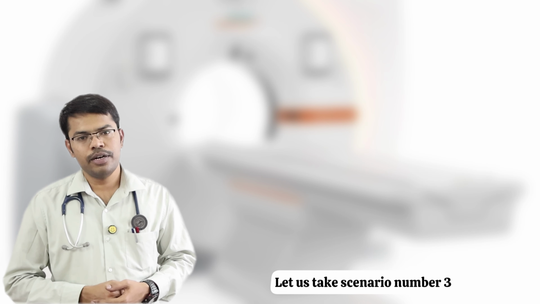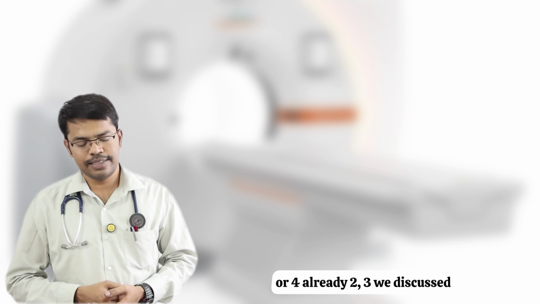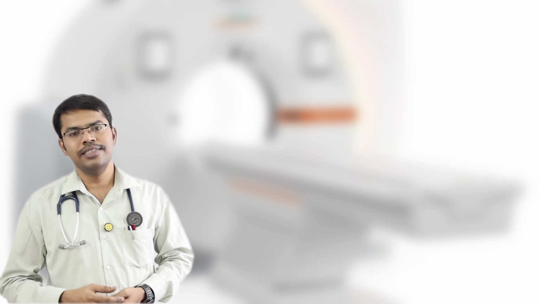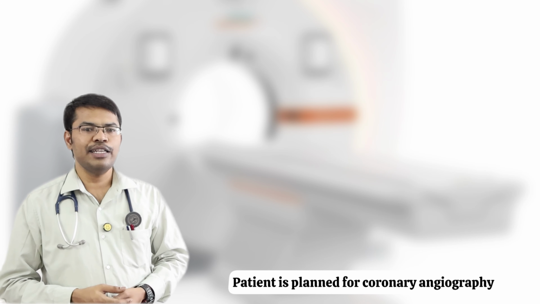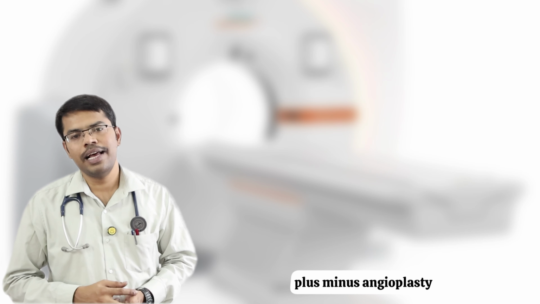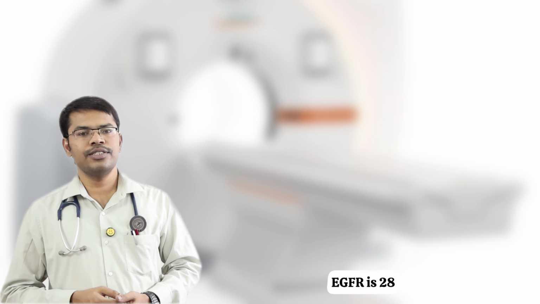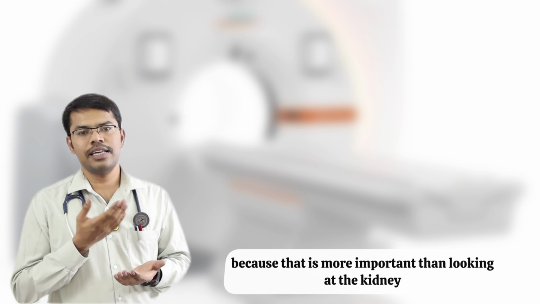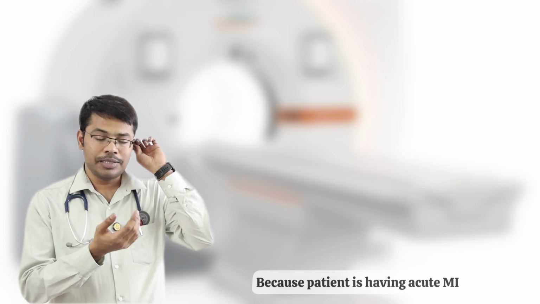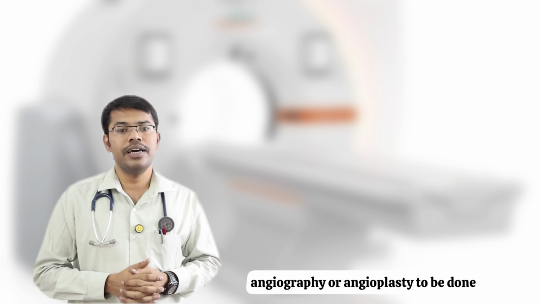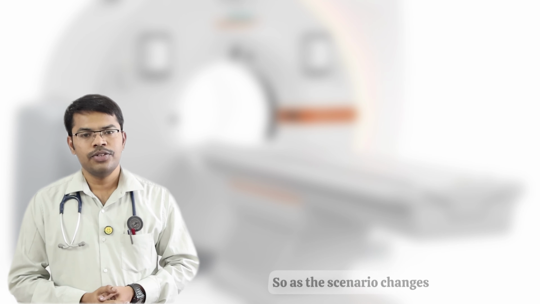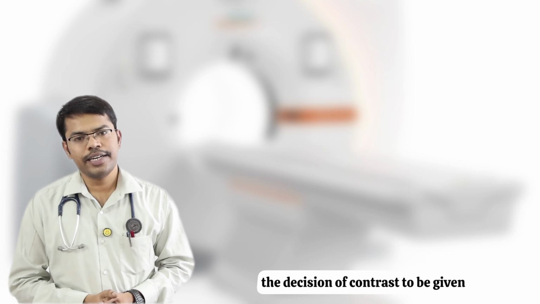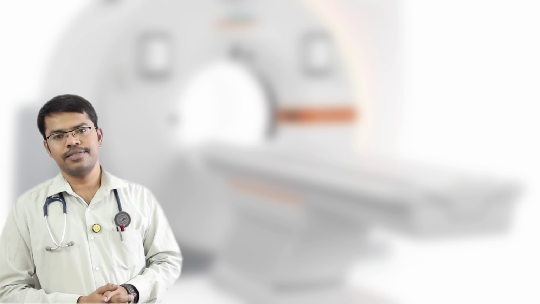Let us take scenario number 3 or 4; we already discussed 2 and 3. Let us take a situation where a patient has acute MI and is planned for coronary angiography plus or minus angioplasty. EGFR is 28. At that time you have to proceed with contrast, because that is more important than looking at the kidney. Because the patient has acute MI, angiography or angioplasty is to be done. So as the clinical scenario changes, the decision of whether contrast is to be given or not will also change.